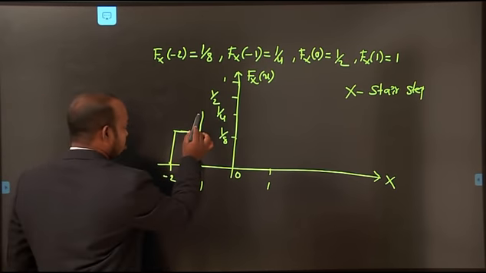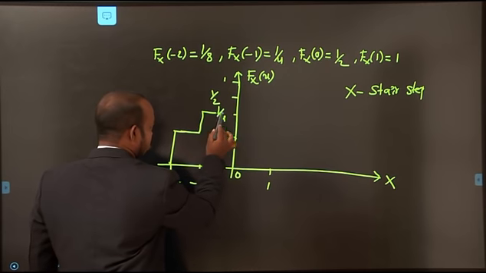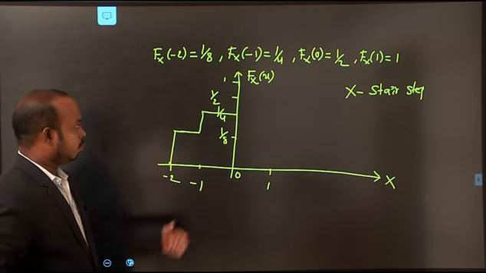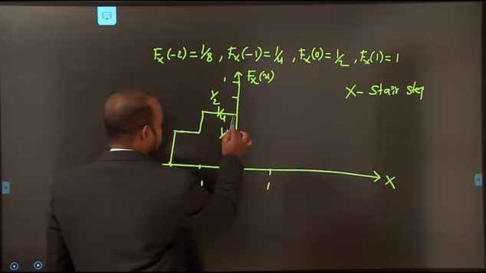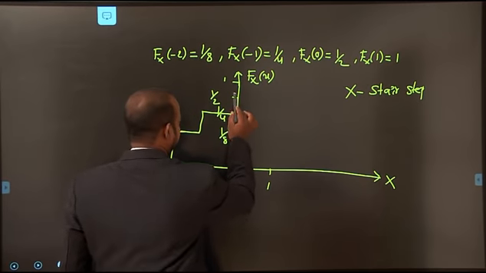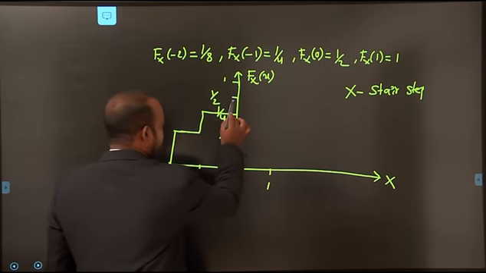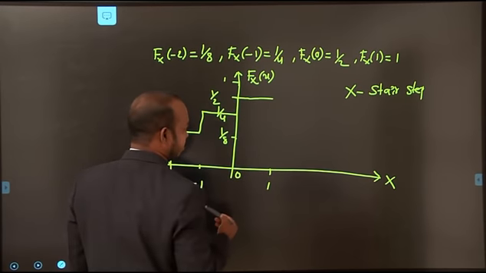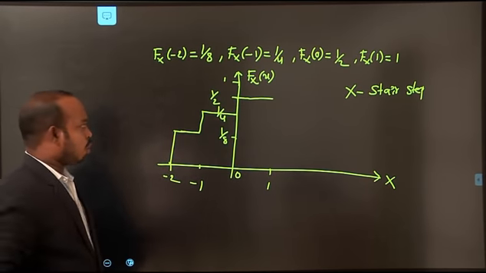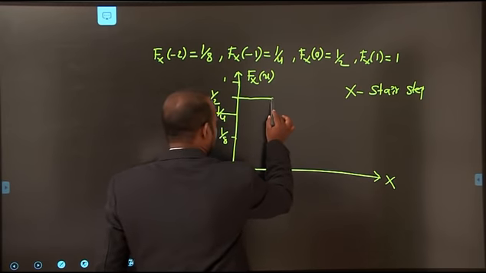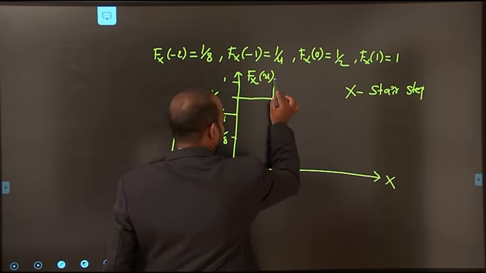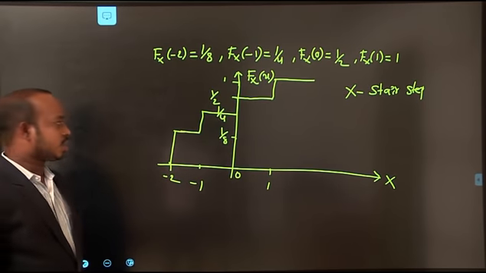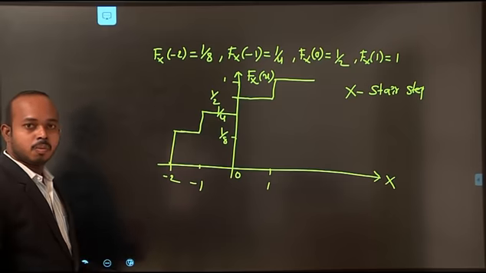I am extending the magnitude of 1 by 4 as a constant up to the next value. The next value is 0. At 0, its magnitude is 1 by 2. I am extending the magnitude of 1 by 2 as a constant up to the next value, 1. At 1, the magnitude is 1. That's why I am extending its value up to 1. This step keeps constant values up to infinity. This is the graphical representation of the probability distribution function.